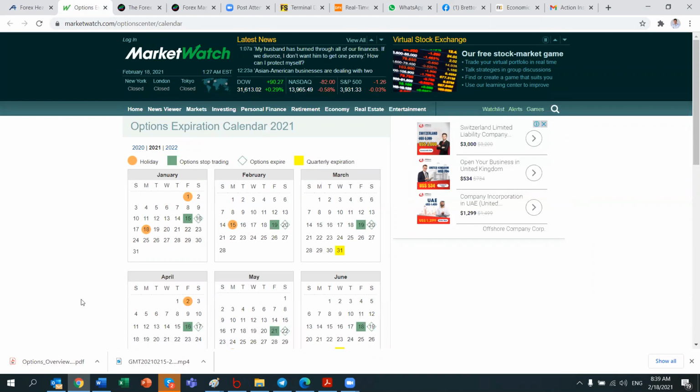We could see that the options expiries happen anyway between the 16th to the 22nd of every month. You see this diamond shaped symbol here. So the diamond shaped symbol here is on the 20th. So as we know, for February 2021, it is on the 20th that it expires.